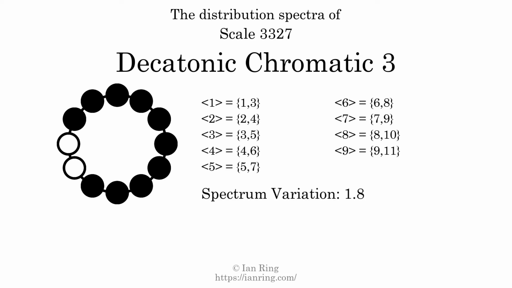The spectrum variation is the sum of all the widths, divided by the number of tones. The spectrum variation of this scale is 1.8. Since the variation is greater than 0, this indicates that the scale is not perfectly even. The highest spectrum width is 2. Since this is greater than 1, we know that this scale is not maximally even.